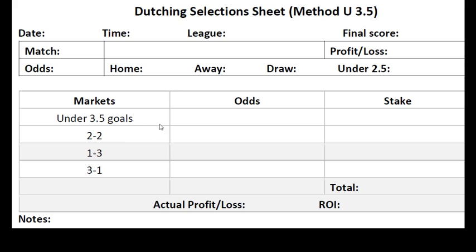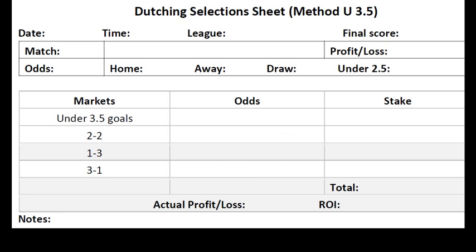Now down here, so that you don't have to remember it, we have the 4 bets that you need to place, which is under 3.5 goals, correct scores of 2-2, 1-3, 3-1. So we would write in here the under 3.5 goals odds, the 2-2 odds, the 1-3 odds and the 3-1 odds, and these are the odds that we will be taking to the Dutching calculator.